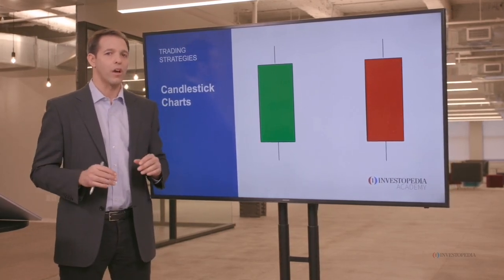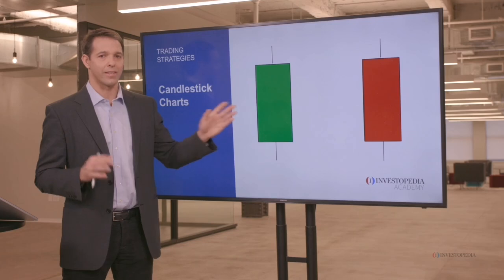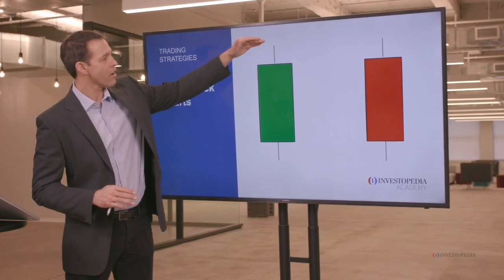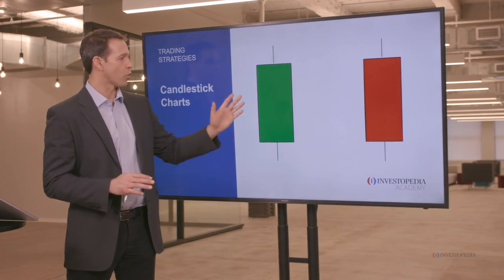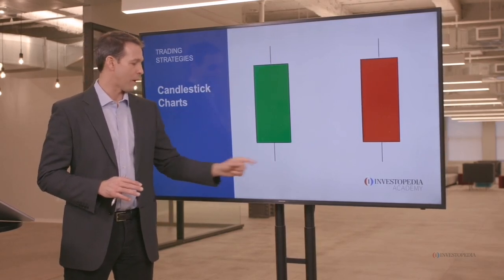If I show you a daily chart or a 1-hour chart, each of these candles represents that specific time period. The way you want to look at this is this: the entire price move that's happened during this candlestick is from the top of the wick to the bottom of the wick.